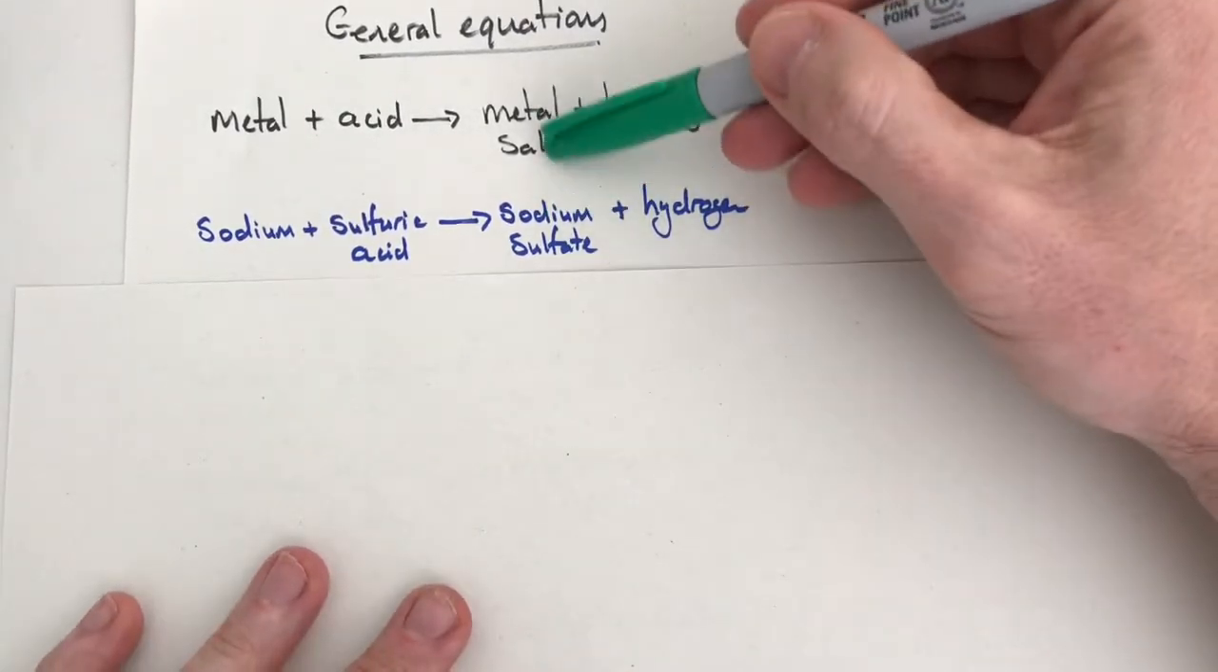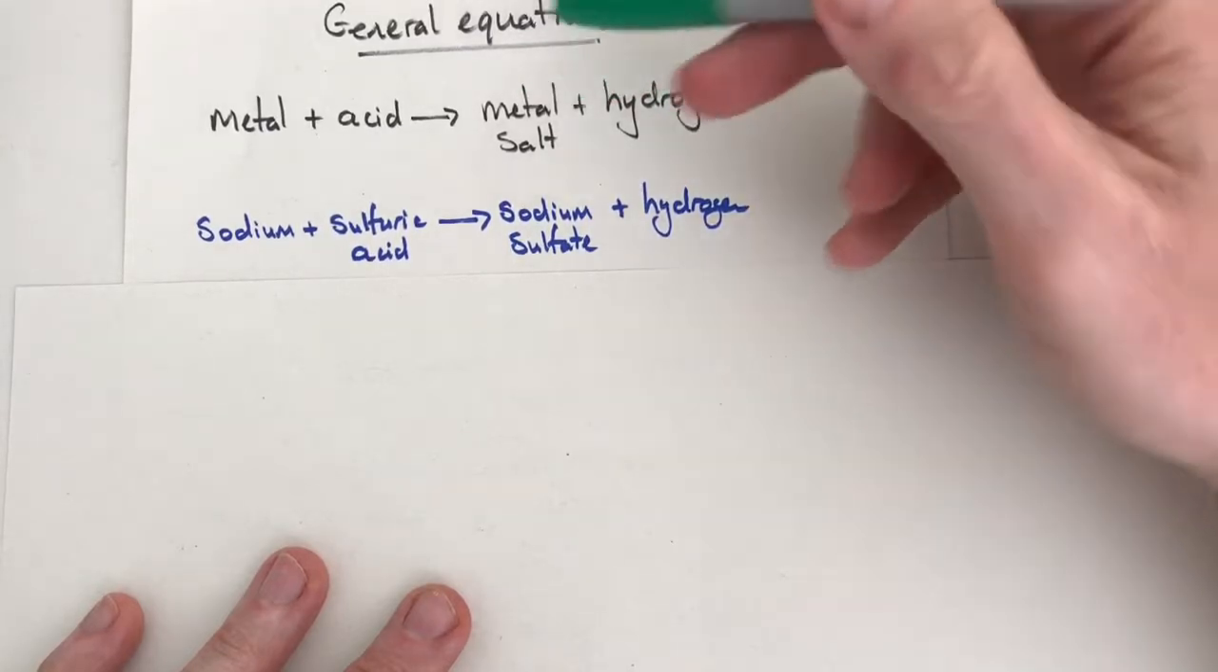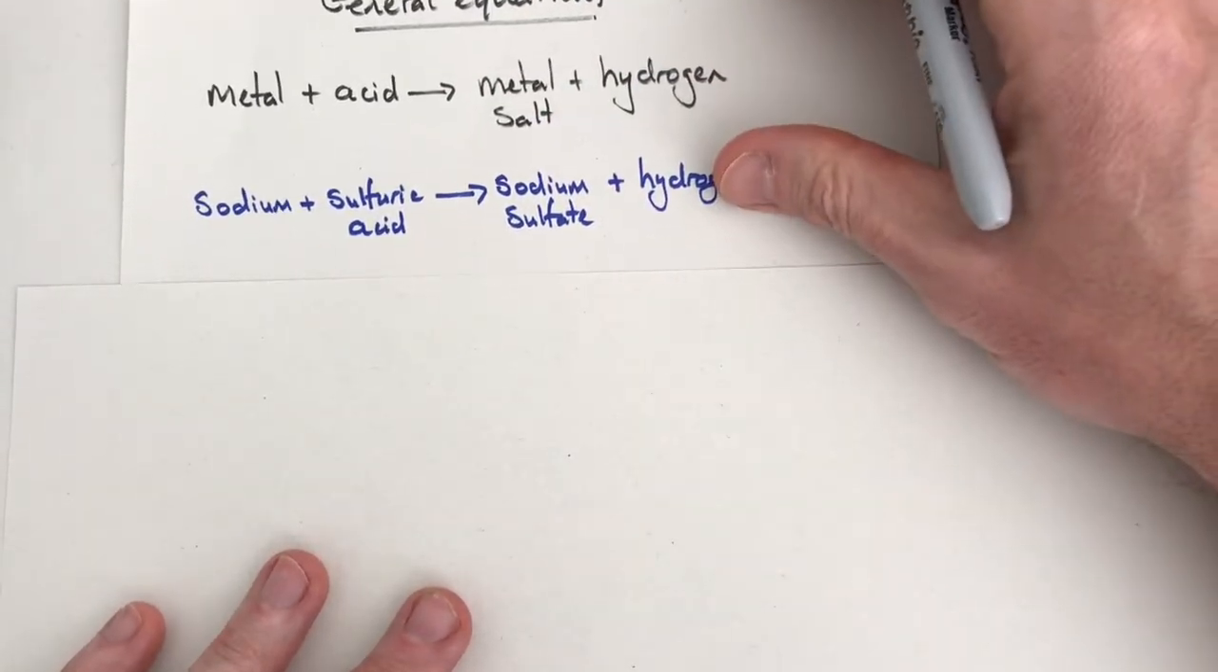Notice each one of these is going to make a salt, and we'll use different examples of acids to give us the different salts we need to know.